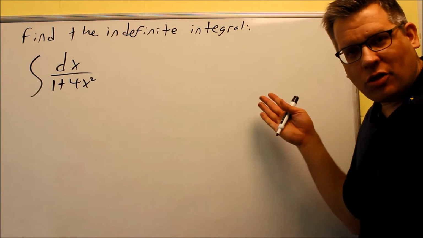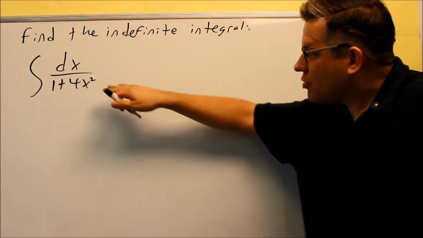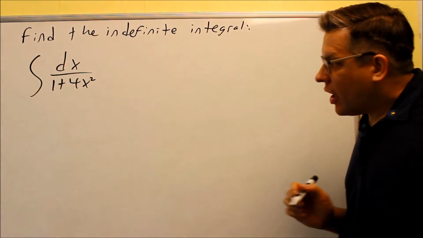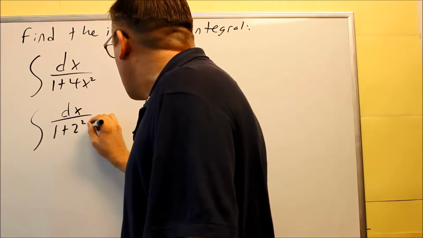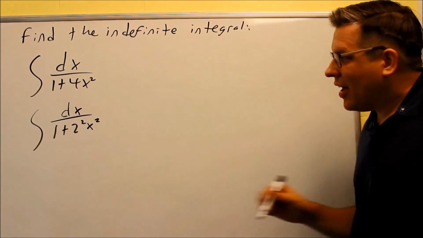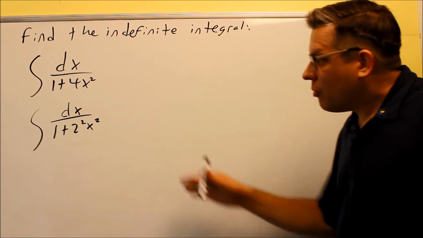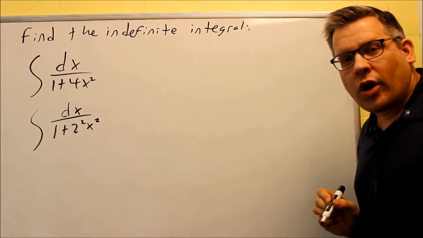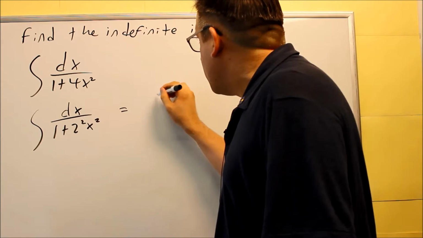This problem doesn't look like there's trig involved, but actually we're going to be using our inverse trig antiderivatives in order to solve this one. The main thing is recognizing what kind of form you have here. If I change it into 1 plus 2 squared x squared, since the 4 can be written as 2 squared, then this is a format that turns into an inverse tangent from our formulas that we talked about before. The k value is the one that's being squared here, so the k is going to be a 2.